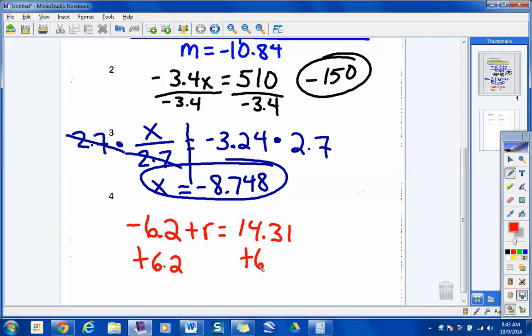So help me out here. How about 14.31 plus 6.2? Who's got it for me already? Timothy? R equals 20.1. Close. Did you say 20 point something? 20.51 is what you should get.